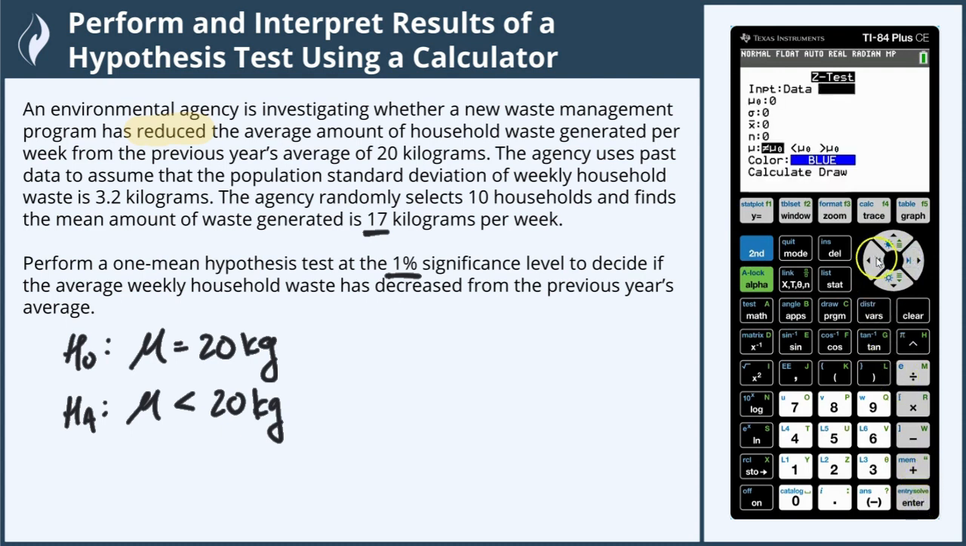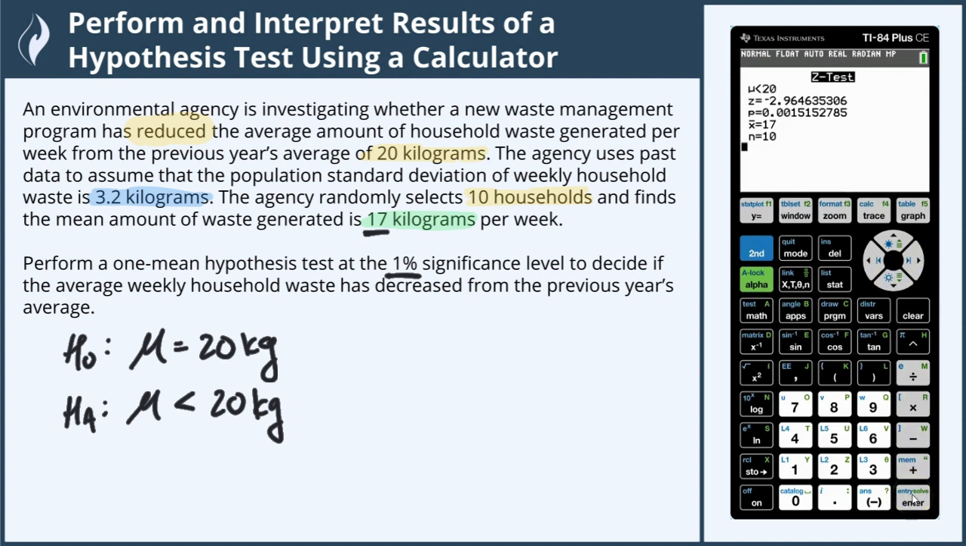We're going to put in our mean for the population, our previous mean. We're going to put in our standard deviation of 3.2. We're also going to put in x bar, which is 17 kilograms. That's our new mean from the sample we took, sample size 10. Since this is a one-tailed test, we were looking if we were reducing. We're going to choose less than, and then we're going to calculate.